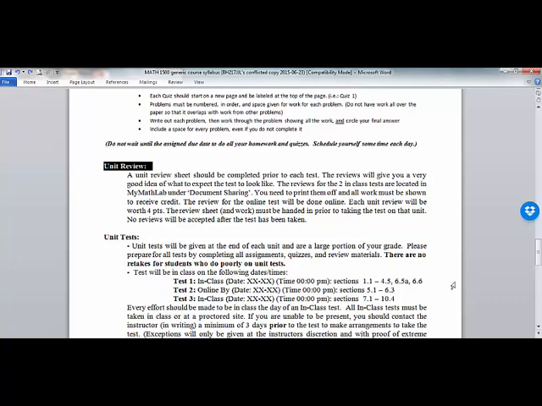Each review will be worth 4 points, and the review sheet for the in-class tests and work must be handed in prior to taking the test on that unit. No reviews will be accepted after the tests have been taken. And once again, these reviews give you a very good idea of what the test is going to look like. So even though they may not look like they're worth a lot of points, go through and do them, as they really help you to prepare for the test.